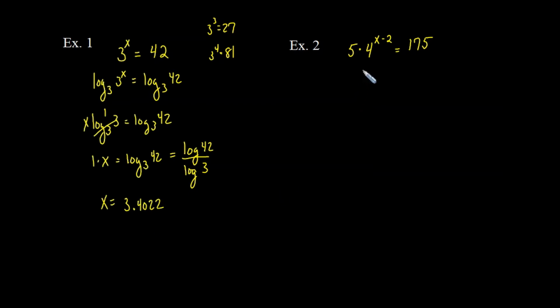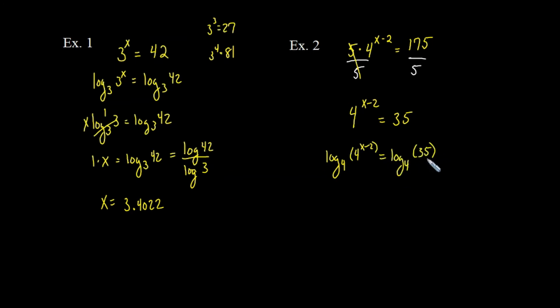On example 2, we have a coefficient 5 times the base 4 with the exponent x minus 2 is equal to 175. We want to divide both sides by 5. This allows us to isolate this base and exponent. So that's going to be our key step in solving these. 4 to the x minus 2 is equal to 35. And then we will want to take log base 4 of both sides. x minus 2 is equal to log base 4 of 35.